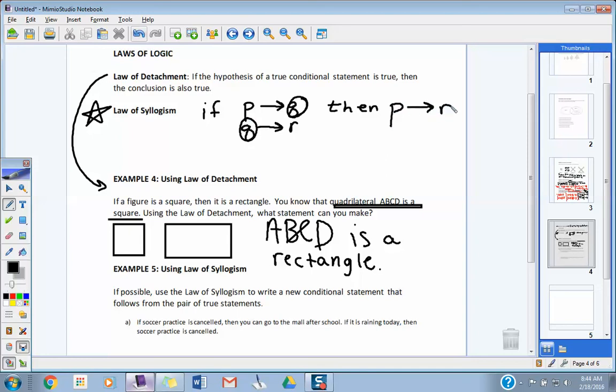I want to show you what's really happening here. Let me know that you've got that rule written down first, the law of syllogism.